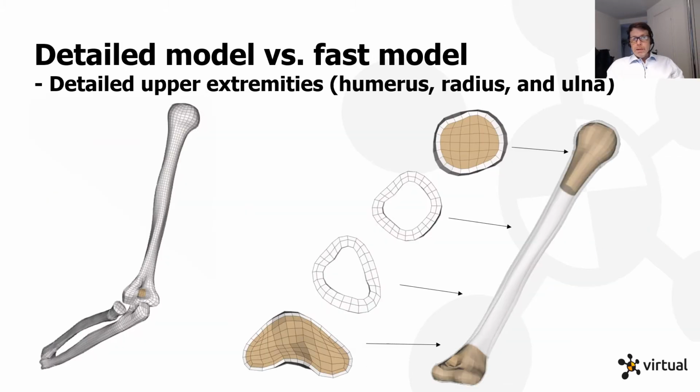The upper extremities are modeled in a similar way as the lower extremities. However, as the upper extremities were not the focus in the project, the model of these bones is currently not validated.